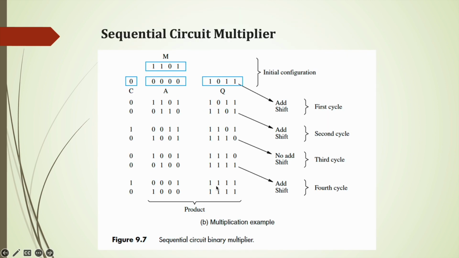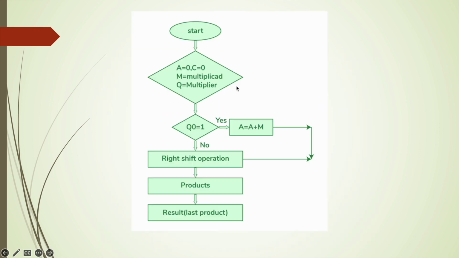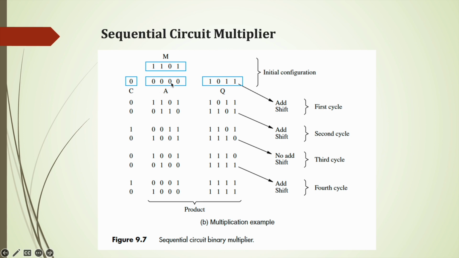So we'll see an example now. Suppose, for the previous example, the multiplicand is 13, 1 1 0 1, and the multiplier is 11, 1 0 1 1. Initially C will be 0, A will be all zeros, and Q is the multiplier 1 0 1 1. What is the least significant bit of Q? Which is 1. So if it is 1, what do I have to do? I have to add the multiplicand to A. A is 0 0 0 0 and the M value is 1 1 0 1.